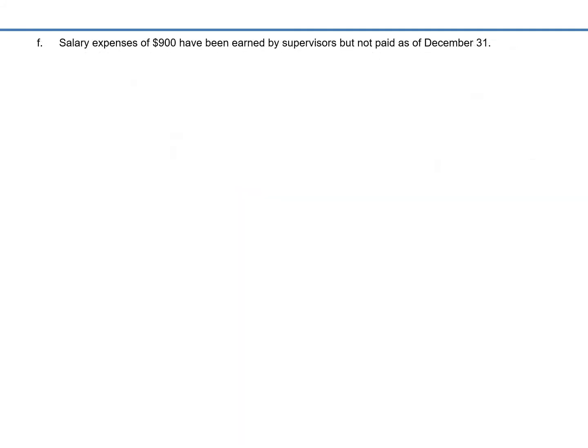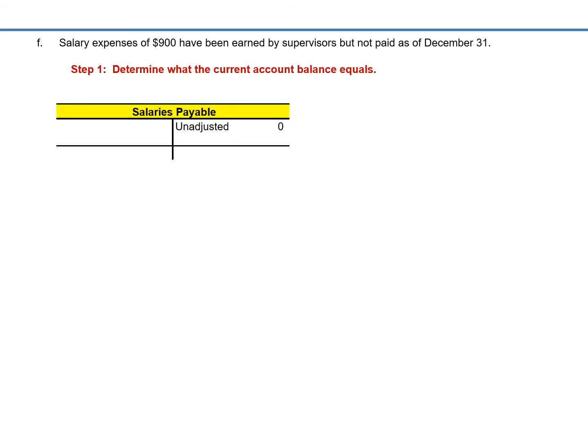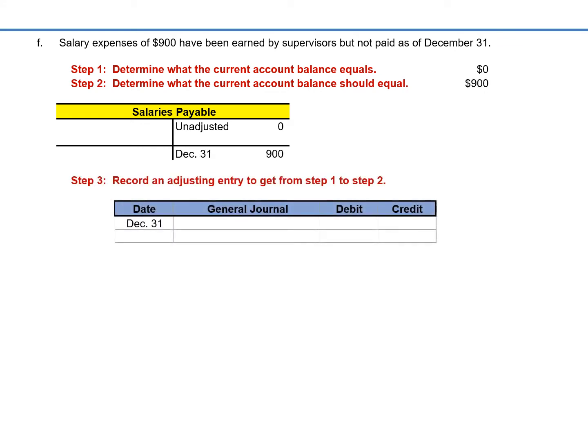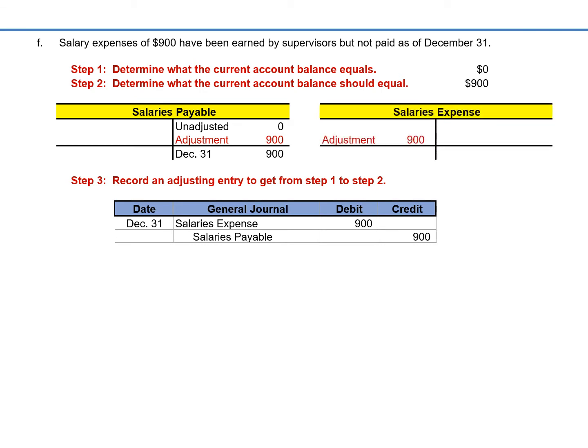In letter F, salary expense of $900 has been earned by supervisors but not paid. So our salary payable is zero. It needs to be $900. To increase liability accounts, we credit. Credit salaries payable $900. Debit salary expense for $900. Okay.